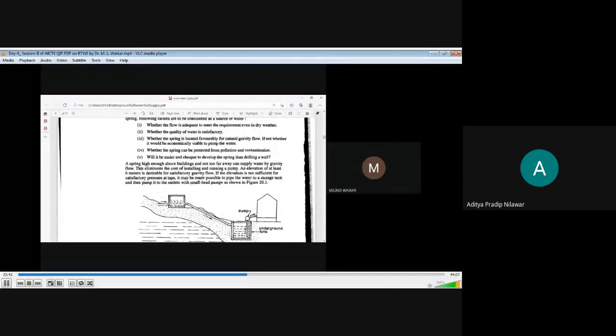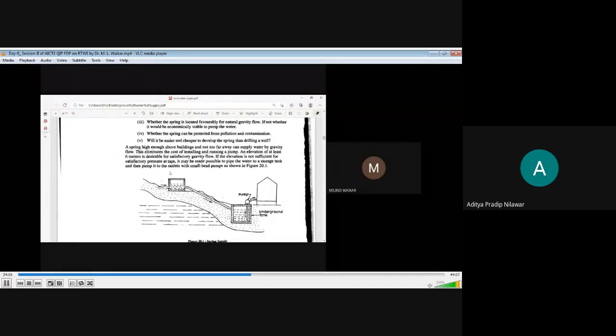A spring high enough above buildings, and again not too far away from that particular locality, can always supply water by gravity. Wonderful location. This will eliminate the cost of installing and running a pump. An elevation of at least 6 meters is desirable for satisfactory gravity. Now if the elevation is not sufficient for satisfactory pressure at taps, then we can bring the water by pipe to a storage tank in a nearby locality, and then it can be pumped from there.